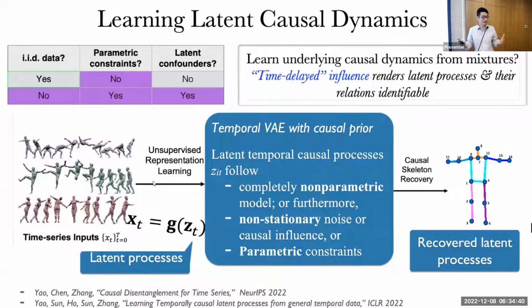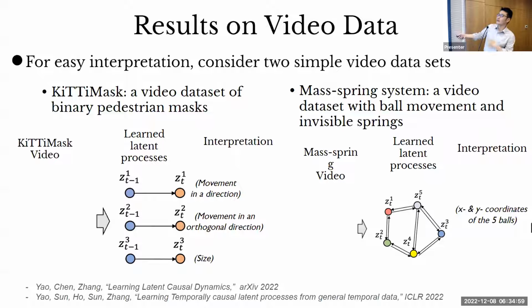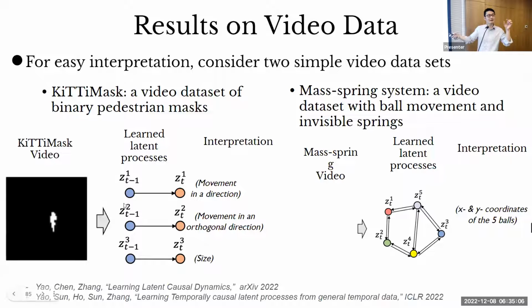So, and then you can show that, surprisingly, even if the causal relations among the latent processes are completely non-parametric and the function g is completely non-parametric, you can recover those latent processes without any difficulty. Now, let me just show two very quick examples. The first one is known as the Kitti Masks dataset. Here we have a very simple dataset, right, with subjects walking around, and with this video data as input, we can recover 3 latent processes.